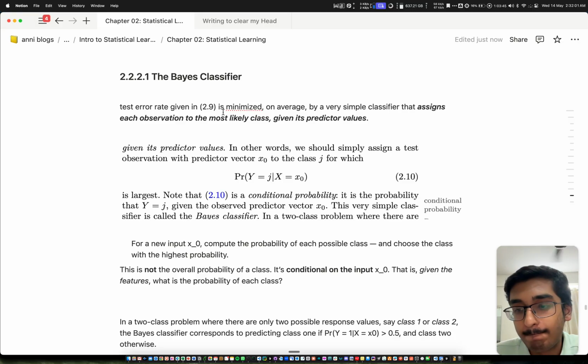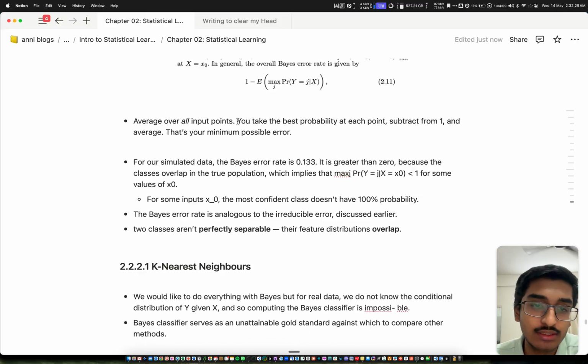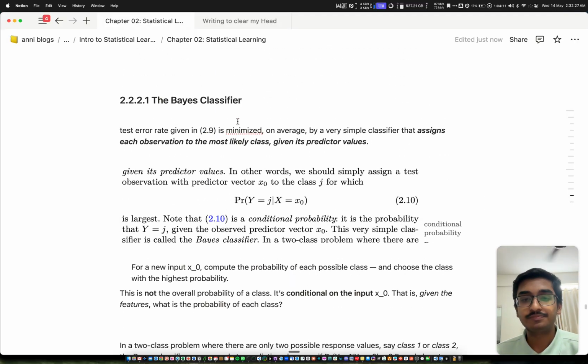Okay, so the Bayes classifier. Essentially, it assigns each observation to the most likely class given its predictor values. So you have a bunch of predictor values, right? Your x1, x2, up to xp. Based on that, it assigns probabilities to each class. This is an example, I'll make an example.